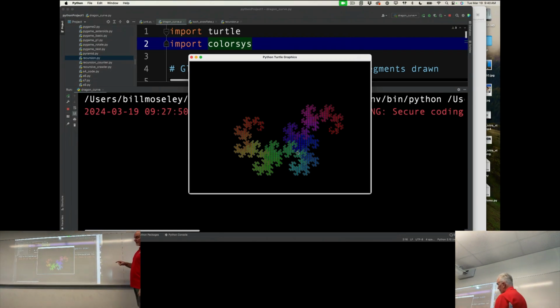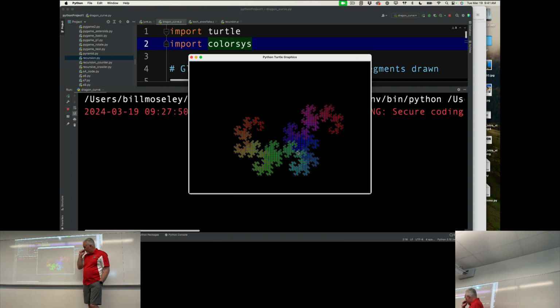This one I had drawing before class, and it's a relatively well-known fractal pattern, although it's drawn at a relatively low resolution because otherwise it would take hours and hours to render. This one takes about 10 minutes or so. This is called a dragon fractal.